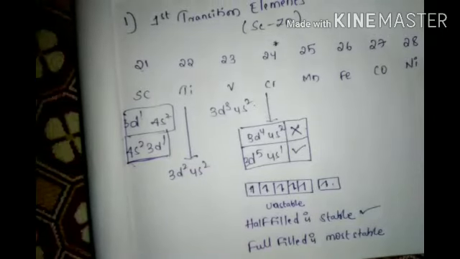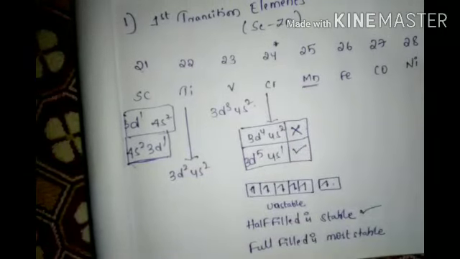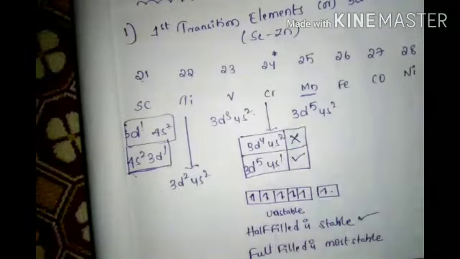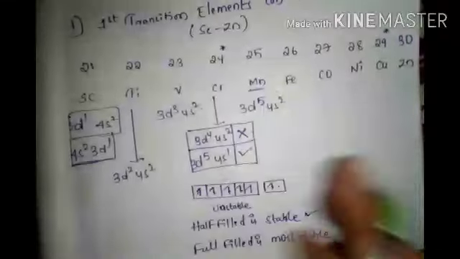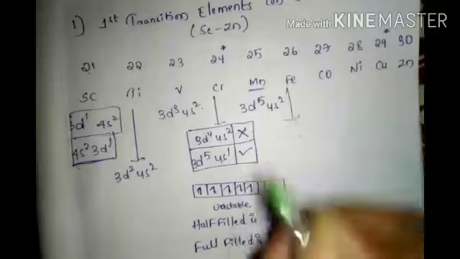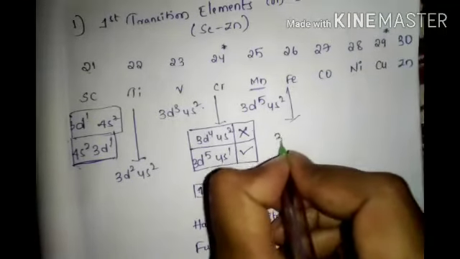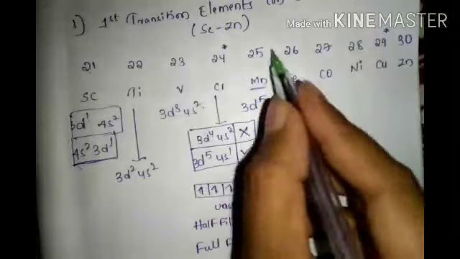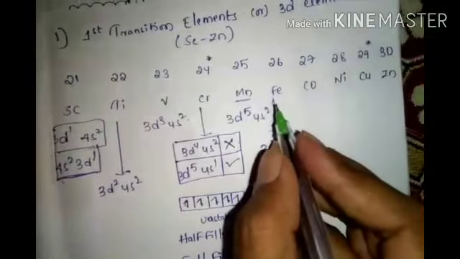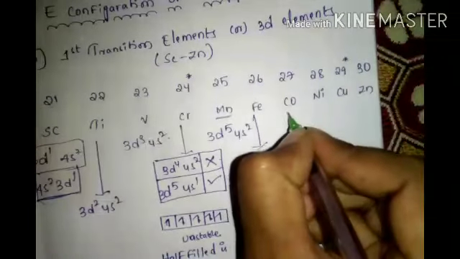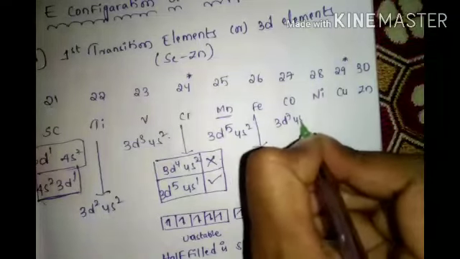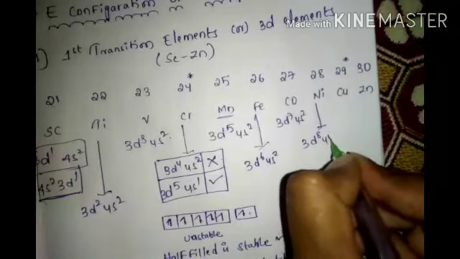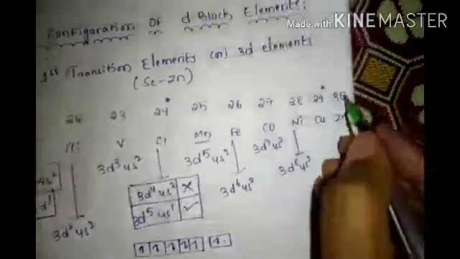So according to this rule, this is half filled. Next, Mn, this is 25: 3d5 4s2. Yes, half filled, stable. Next, Fe, 3d6 4s2, that is 26. According to the electron configuration, cobalt is 3d7 4s2. Next, nickel, 3d8 4s2. Now again a star symbol came.